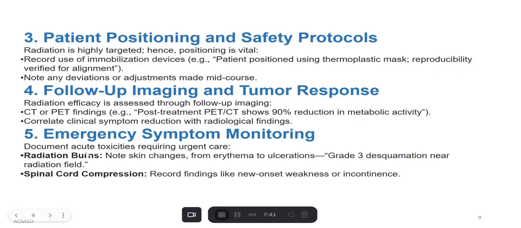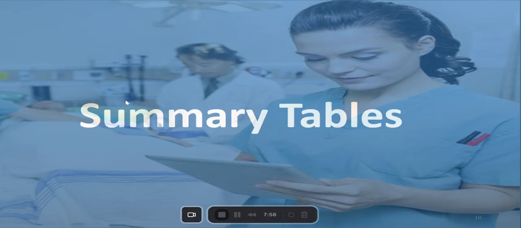Emergency symptom monitoring. Document acute toxicities requiring urgent care. Radiation burns: note skin changes from erythema to ulceration, grade 3 desquamation in the radiation field. Spinal cord compression: record findings like new-onset weakness or incontinence.